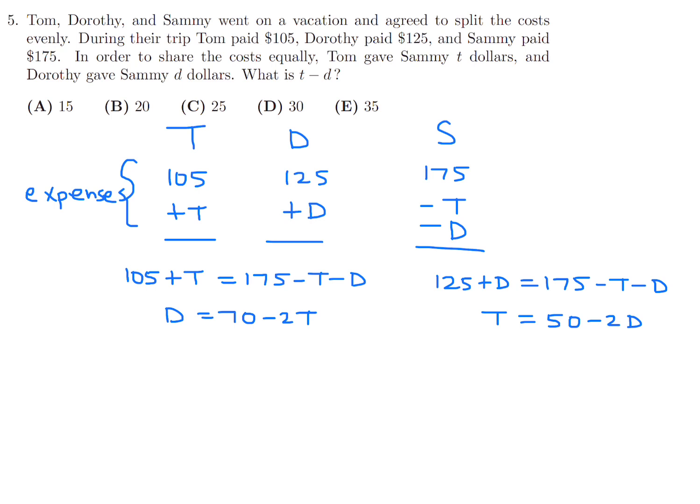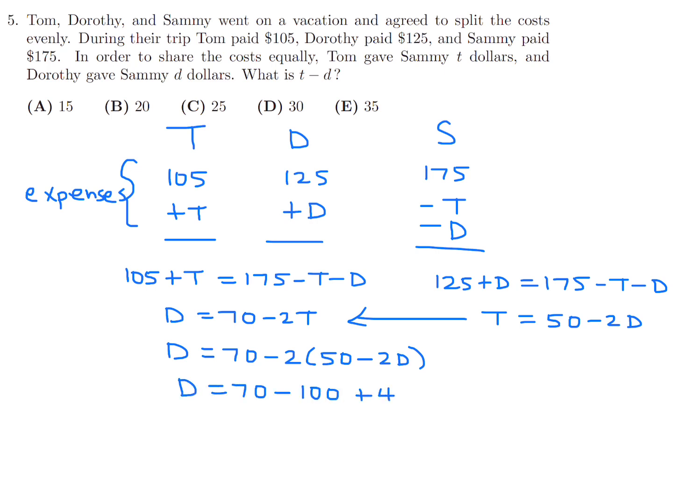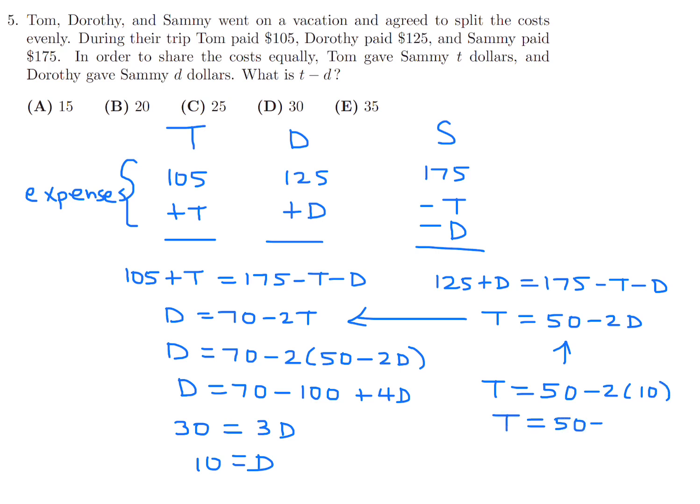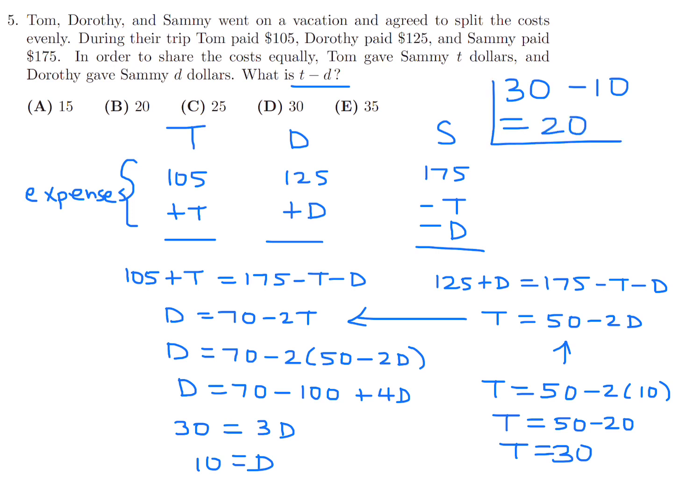So we can now solve. We can plug this into this. So we have 70 minus 2 times T, but that's 50 minus 2D. And therefore D is 70 minus 100 plus 4D, and therefore 30 is equal to 3D, and therefore D is equal to 10. Substitute that into here, and you get T is equal to 50 minus 2 times 10, and that means T is equal to 50 minus 20, so T is 30. So finally T minus D will be 30 minus 10, which is equal to 20. So, number 5, the answer is B.